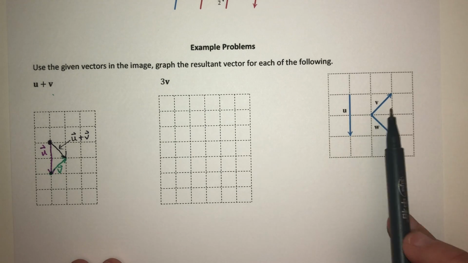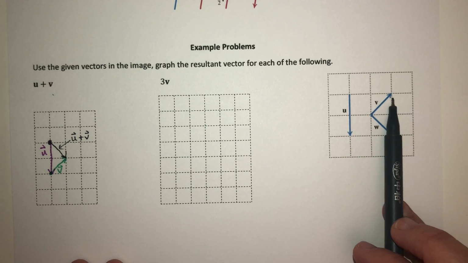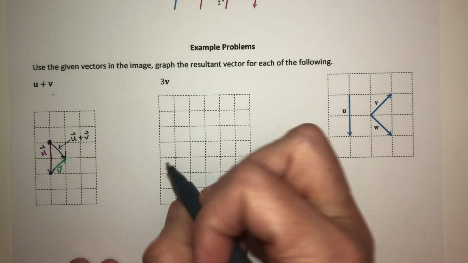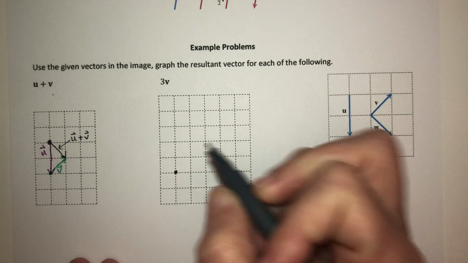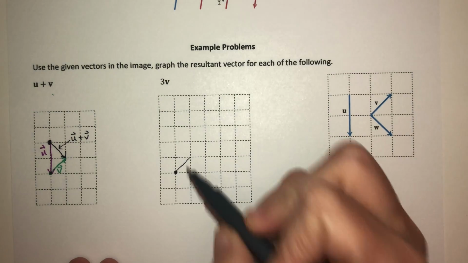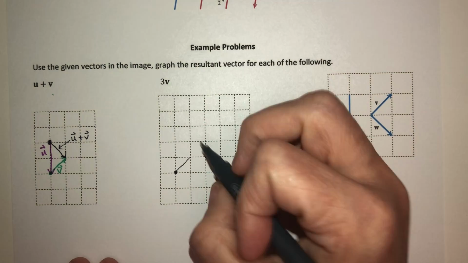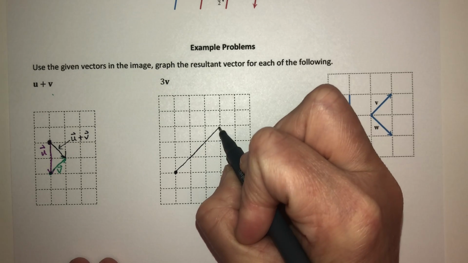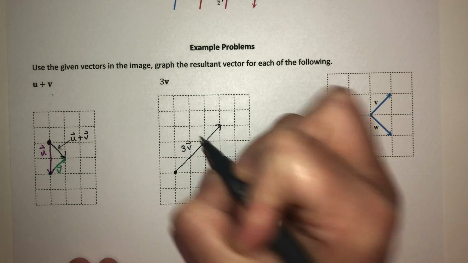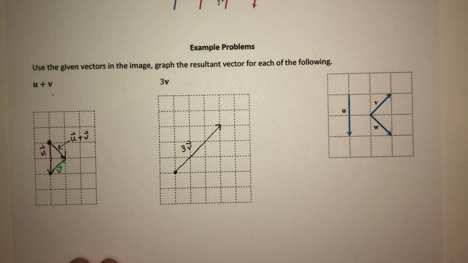Now, 3v. So I'm going to take vector v, which has a slope of 1, and I'm going to make it 3 times as long. So v goes up 1 unit. So 3v will go up 3 units. And that will be our vector 3v.